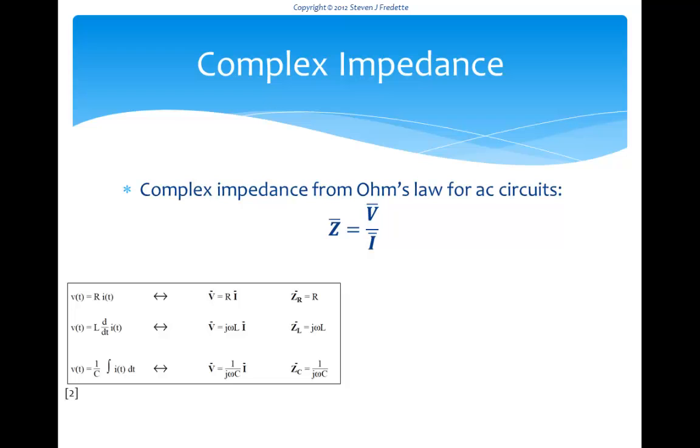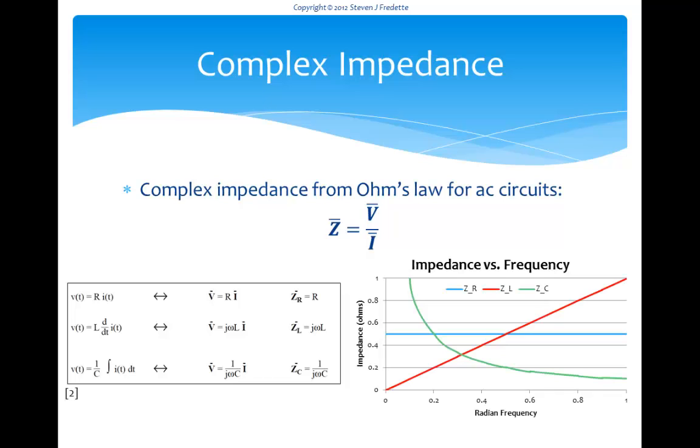And so what we'll see sort of the far right of this box is the complex impedance for a resistor. It's just R, it's independent of frequency. The impedance for an inductor, j omega L, and that for a capacitor is 1 over j omega C. So I show this graphically on the right here. The x-axis is the radian frequency omega, and the y-axis would be impedance measured in ohms. So for a resistor, I show roughly a half an ohm.